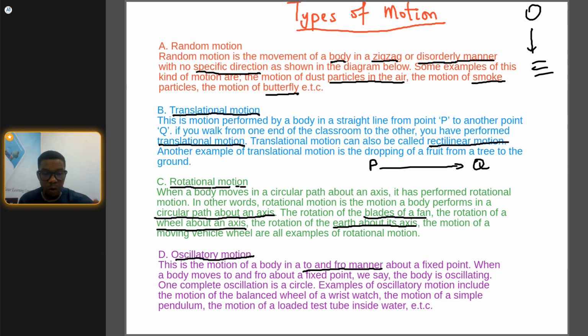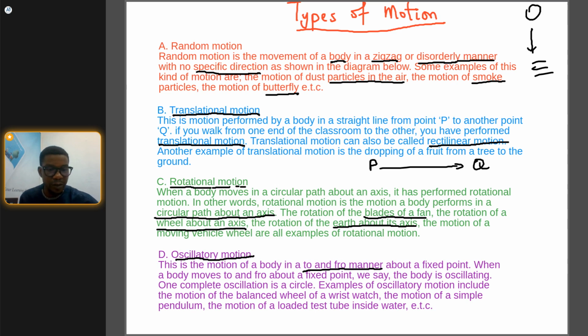Oscillatory has to do with to and fro, not circular. So we have to get the difference. Rotational is circular about the axis, but oscillatory is to and fro movement about a fixed point.